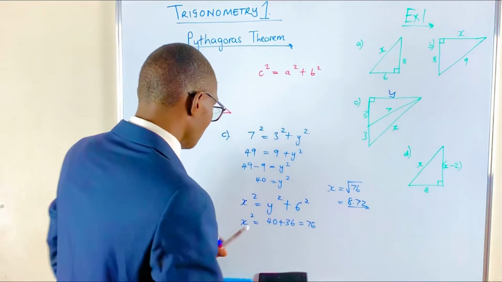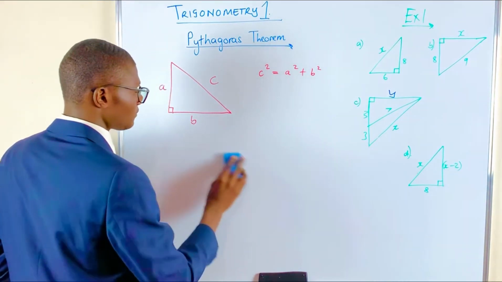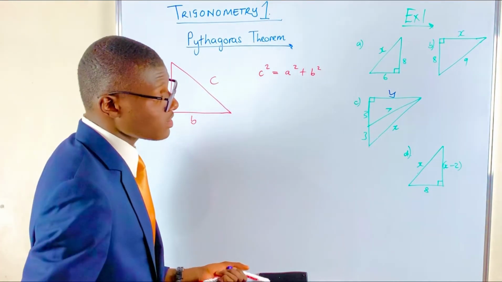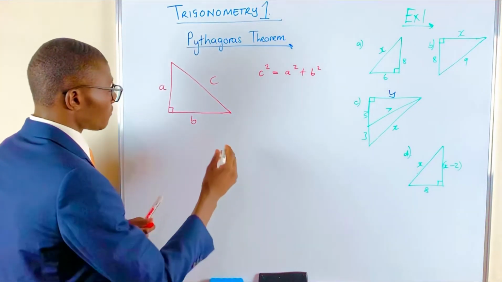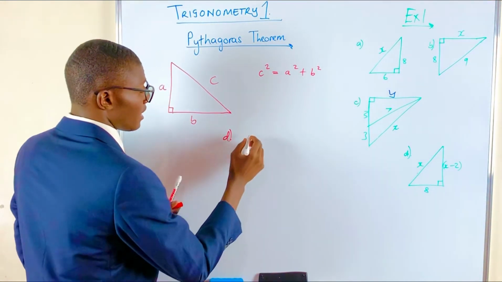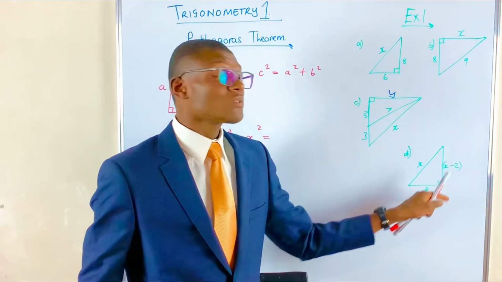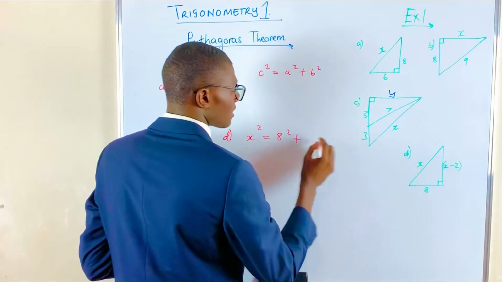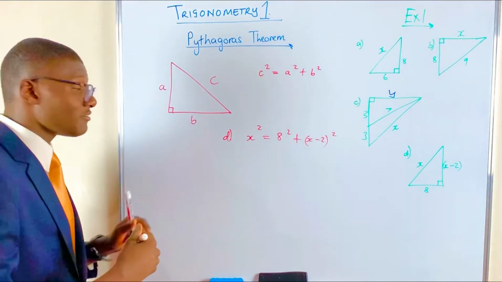Now let's move on to part D. Okay, now with part D, we've got unknowns, x, and then we've got 8. So for part D, we are saying that the hypotenuse side x squared is equal to the sum of the squares on the other two sides. So this is equal to 8 squared plus (x minus 2) squared, like this. Then we now start simplifying this.